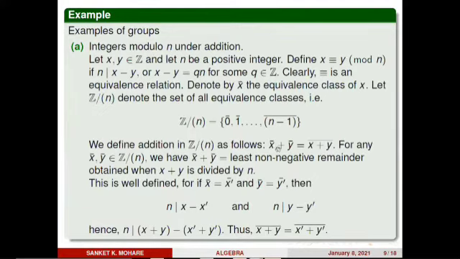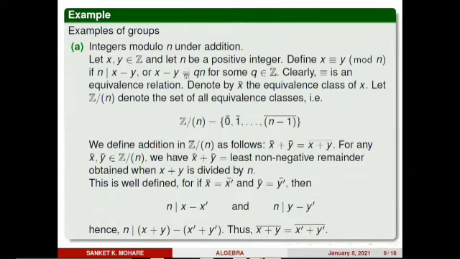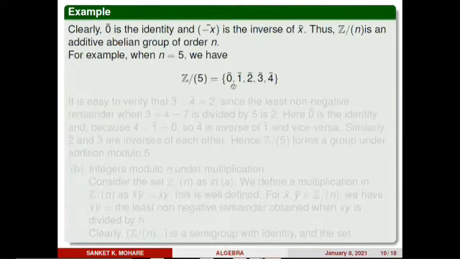Because sum is commutative. Okay, suppose n is equal to 5. Here n is a positive integer, so I choose n equal to 5. So what is my Z5? Z5 is equal to conjugate 0, conjugate 1, conjugate 2, up to 5 minus 1, that is conjugate 4. Z5 is conjugate 0, conjugate 1, and so on, up to conjugate 4.